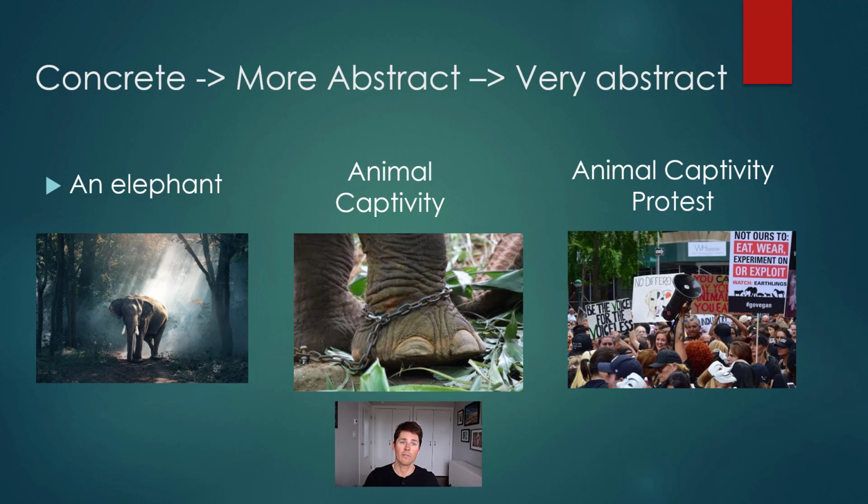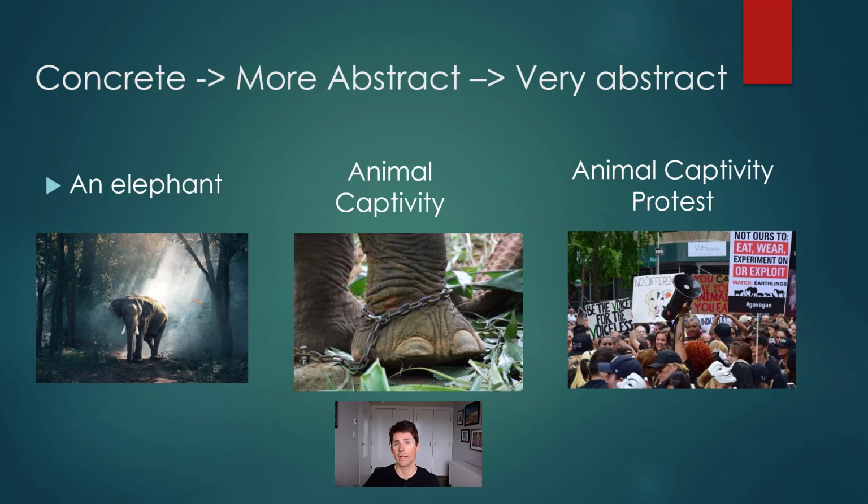So on the left we have a simple elephant. On the second picture we have animal captivity, a picture of an elephant in chains. And now we have the concept of an elephant, but not just an elephant, but animals in general, as well as the concept of captivity. So thinking about animals that are kept against their will in captivity.